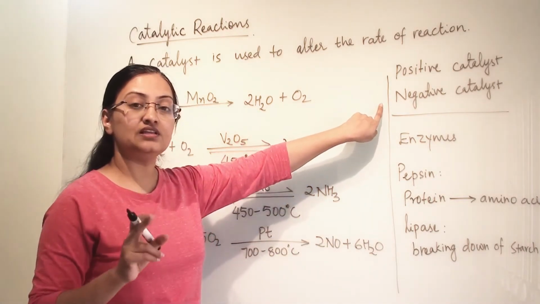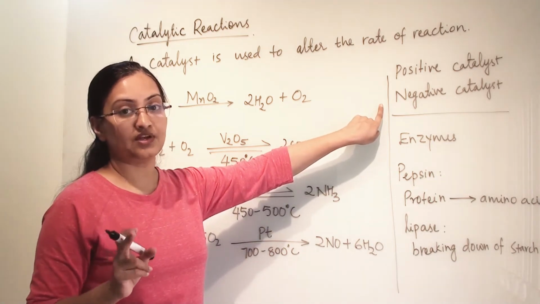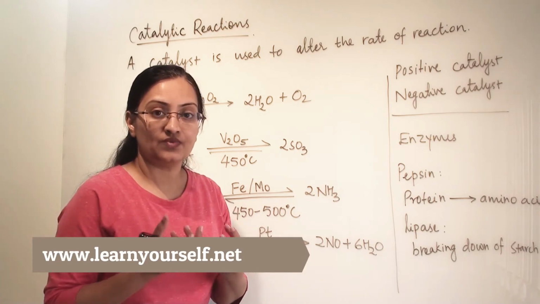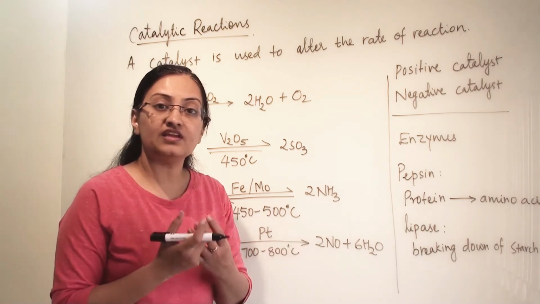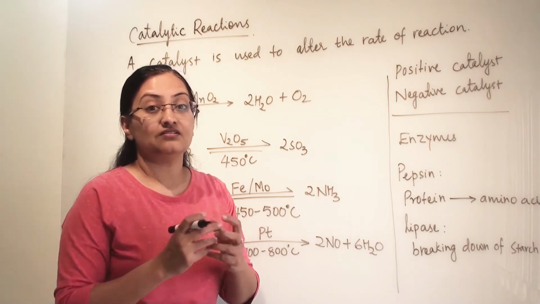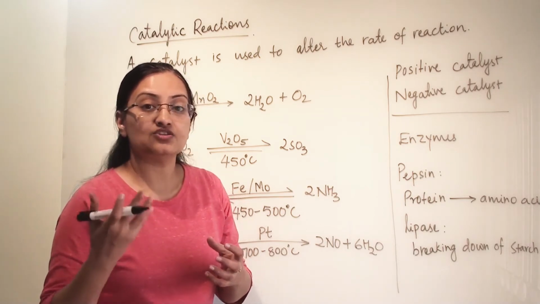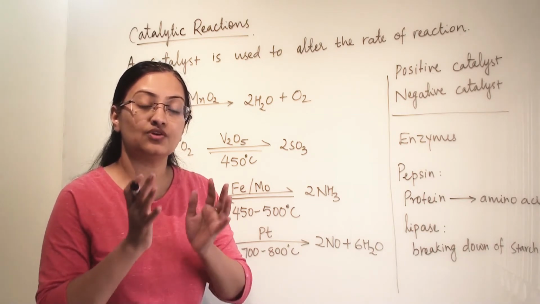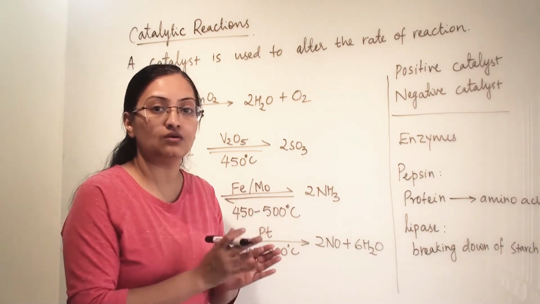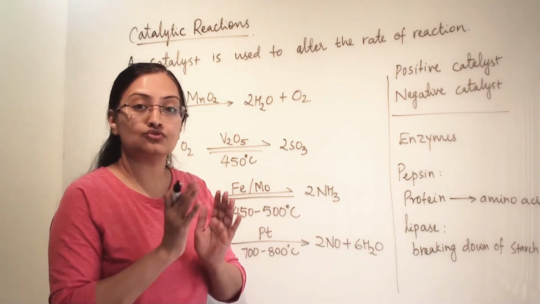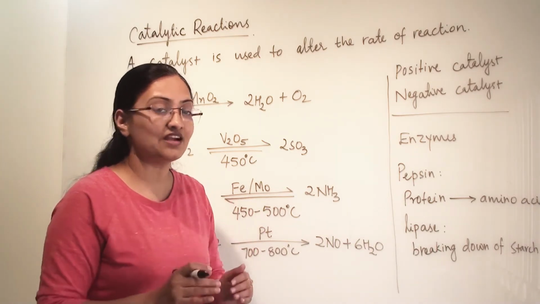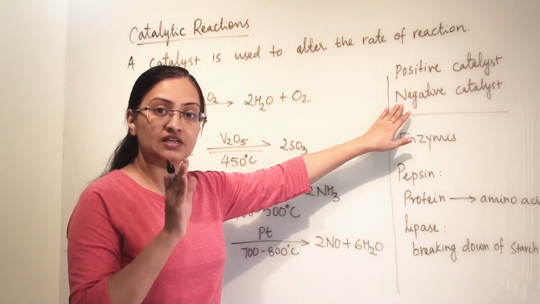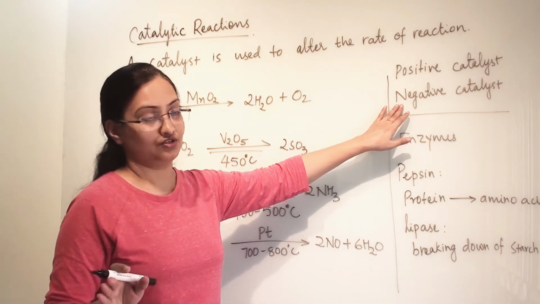A negative catalyst will decrease the rate of reaction. Sometimes when reactants are very reactive, very speedily they will react with each other, but sometimes they will liberate so much energy, or there are some side effects of that speed. So at that time we have to lower the rate of reaction, we have to slow it down. At that point of time we need to use a negative catalyst. So it will decrease the rate of reaction.